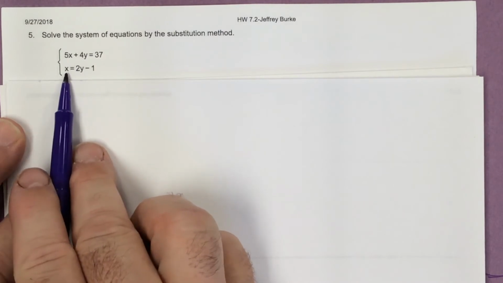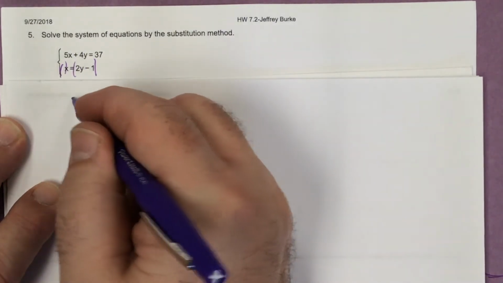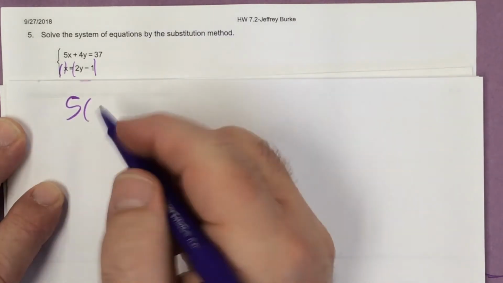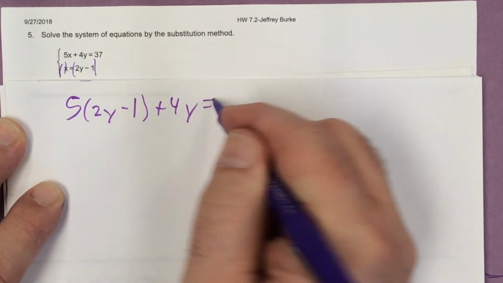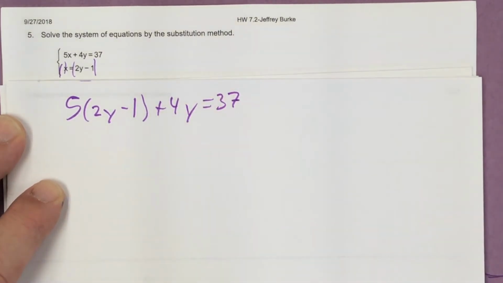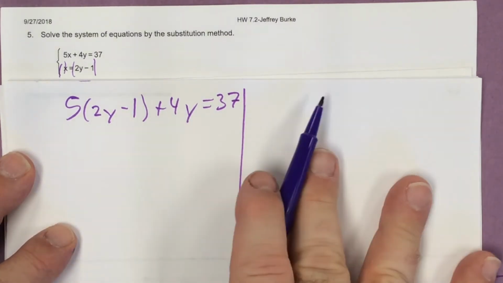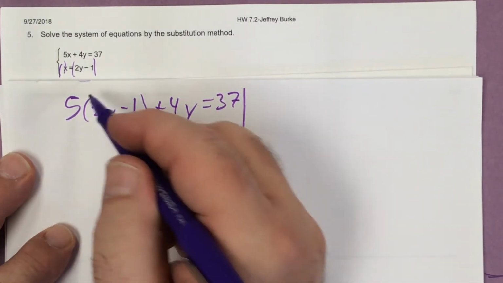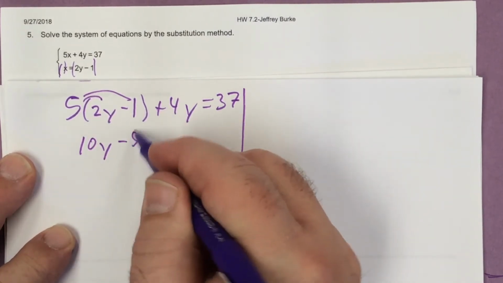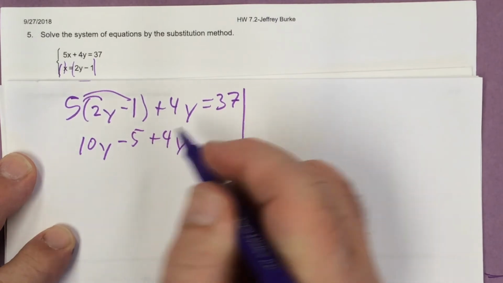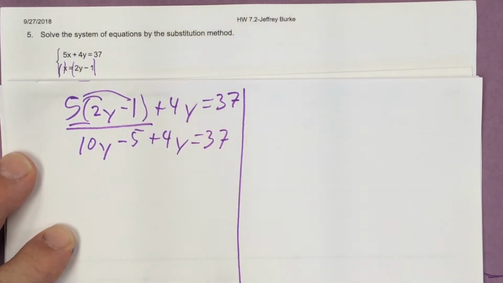I'm going to take the second equation, the value of x equals 2y minus 1, and put it into the first to get 5 times 2y minus 1 plus 4y is equal to 37. And let me save the space over here when I need to put y into those two equations. By distribution, I'm going to have 10y minus 5 plus 4y. I'll distribute that through here, get this, plus 4y equals 37.